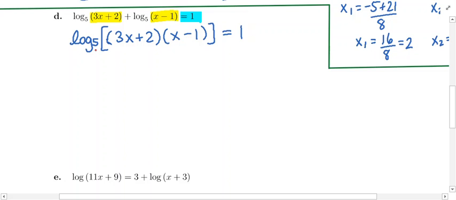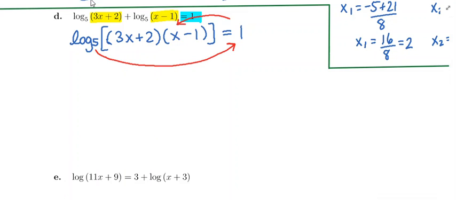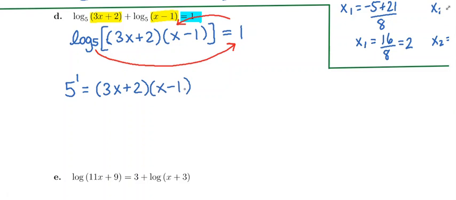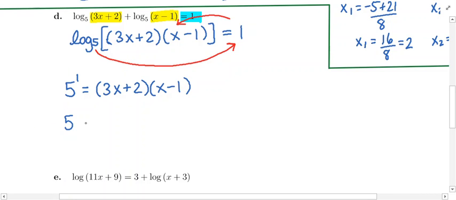If we take the base 5 and raise it to this power, we're going to get this quantity. So if we do that, that's going to tell us that 5 to the first power is equal to the quantity that we're taking the logarithm of, which is (3x + 2) times (x - 1), and yay, the logarithm is gone. So this should be an equation we know how to handle. 5 to the first power is 5.